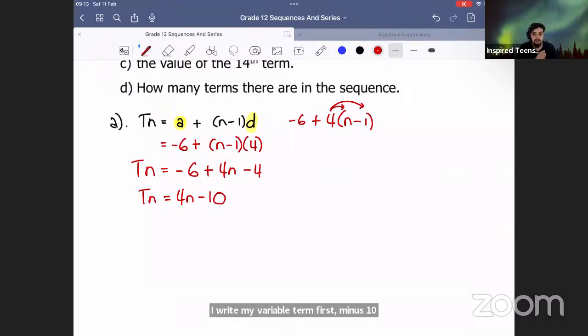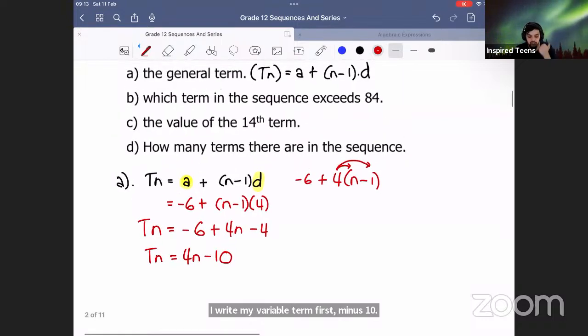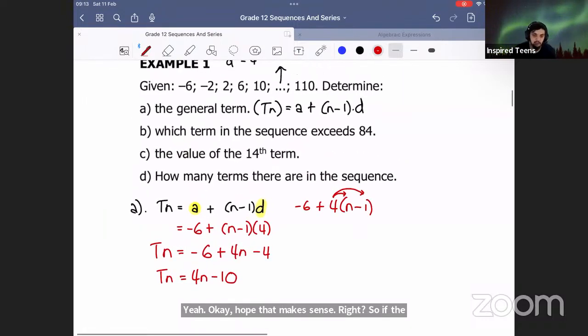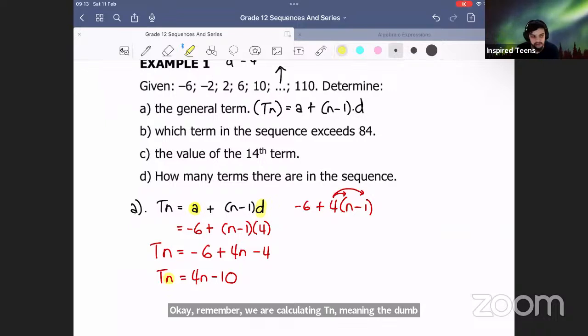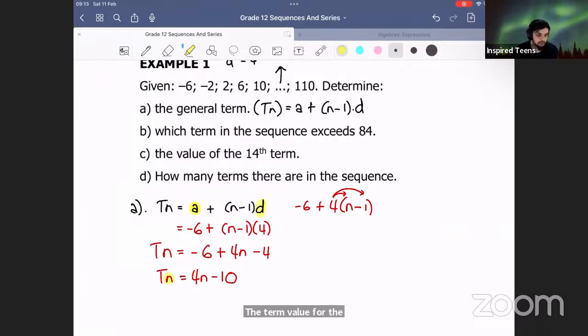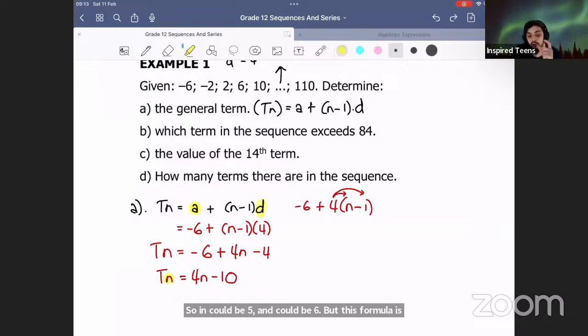I hope that makes sense, right? So we have the general term. So you might be thinking, why do we have a variable? That's because the general term is written in terms of a variable. Remember, we are calculating Tn, meaning the term value for the nth term of the sequence. So n could be 5, n could be 6, but this formula is essentially saying that no matter which term in the sequence you want to calculate, you can utilize this formula.